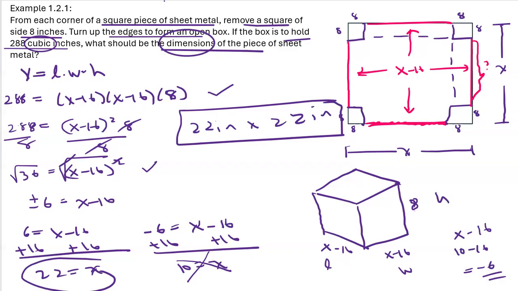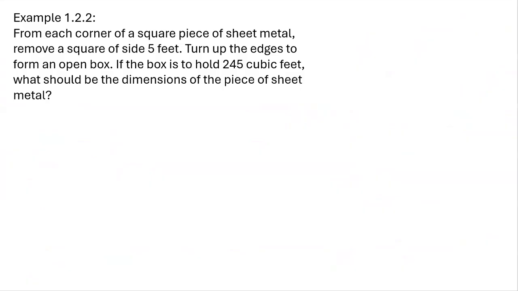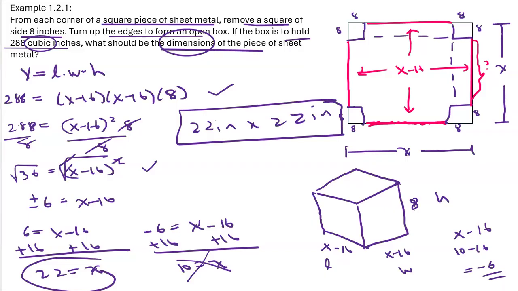Now you can verify your answer. Another way to do this is to verify your answer to make sure you got it right. So if you plug in 22, so 22 minus 16 is going to give us 6, and this is also 6, and then 8. So if we multiply this length times width times height, so 6 times 6 times 8, then we would get 288 cubic inches. Right, so again, this is another way to verify your work.